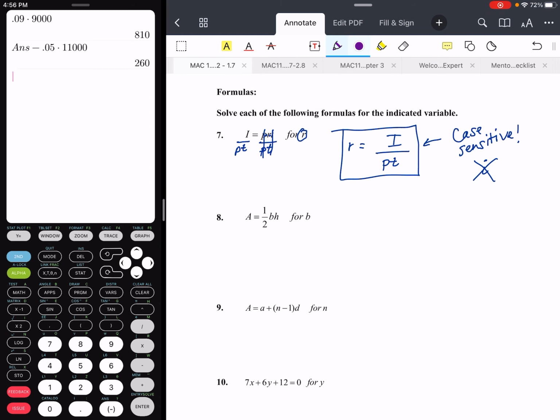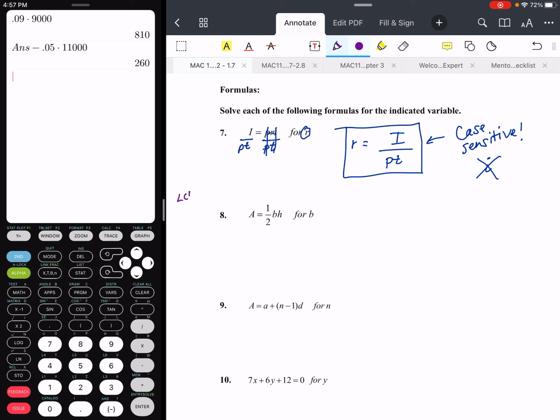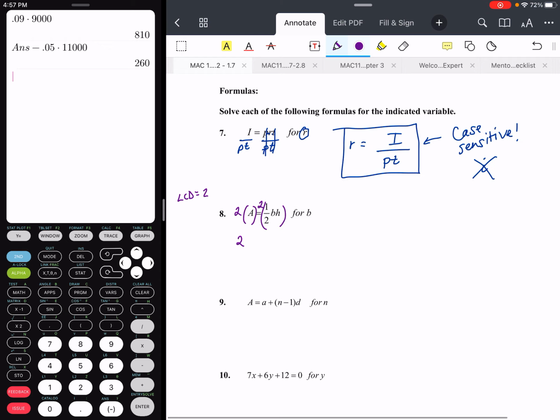All right, so taking a look at number 8, we want to solve A equals 1/2 BH for B. So to do this, I'm going to start off by clearing my fractions. I have that 1/2 on the right, and I have an equation, so I can clear fractions. My least common denominator is 2, so I can multiply the left side and the right side by 2. This leaves me with 2 times A equal to, and on the right side, the 2 times the 1/2 cancels to 1. And then I'm just left with B times H.